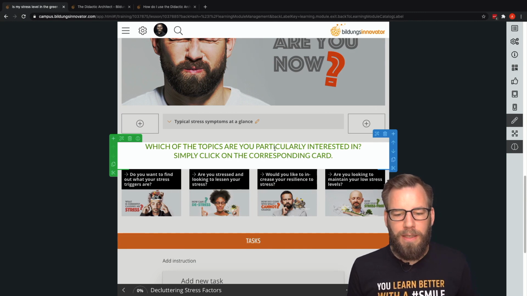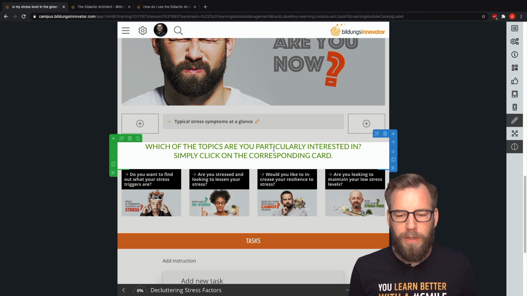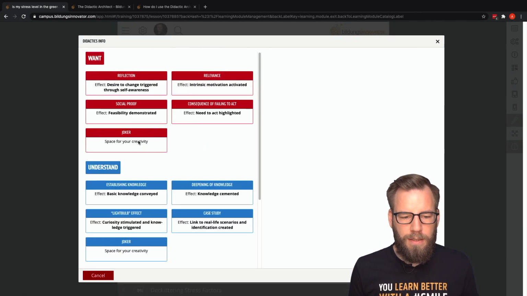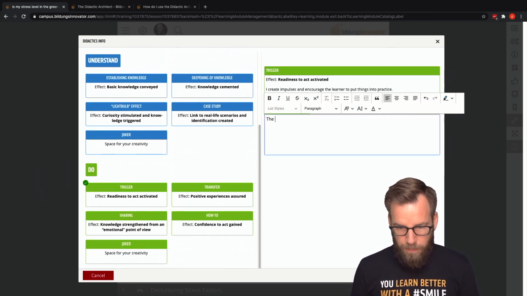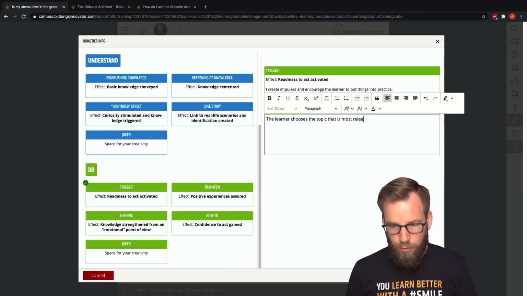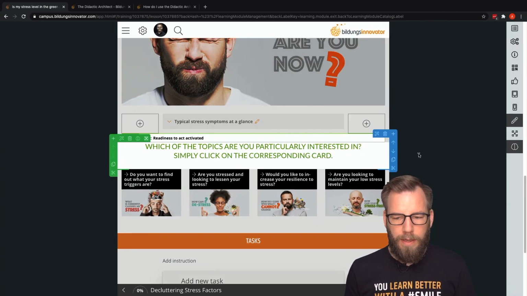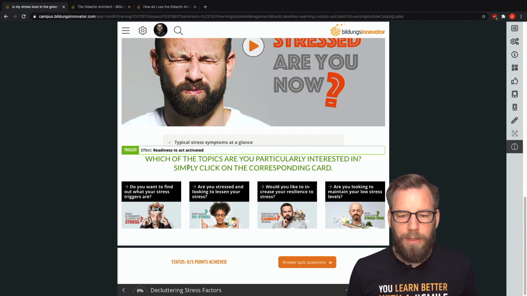Well, basically, this is the first one. It's a rather low one. It means click on the corresponding card. But yes, this is a trigger, readiness to act. The learner chooses the topic that is most relevant in his situation. Okay. Click on save, and then even when I deactivate the edit mode and the Didactics Architect is activated, you still see what you have here.